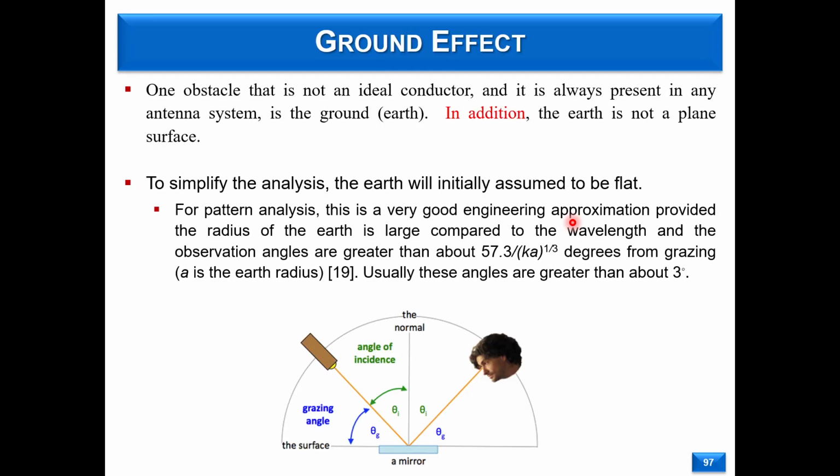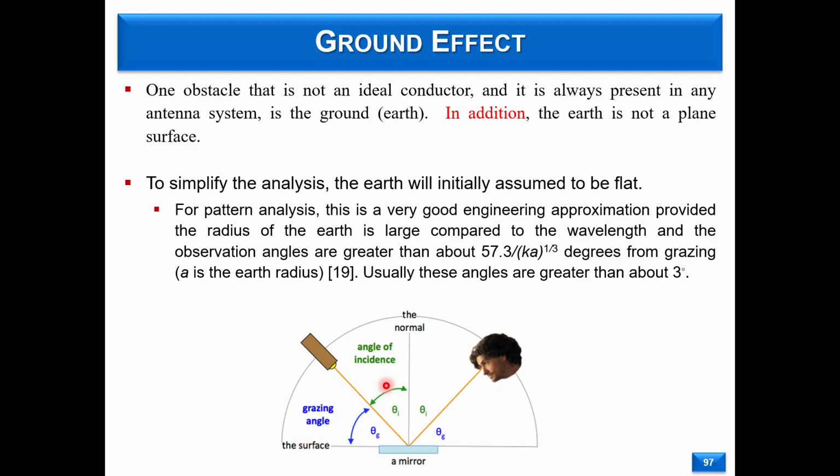Now we need to just discuss a couple of issues that are related to the existence of wire antennas, or antennas in general, on top of a ground plane. There are a number of definitions that are important. This angle is called the grazing angle, which is the angle from the line of horizon, and the incident angle is the angle from the normal to the surface. So there are two definitions here.